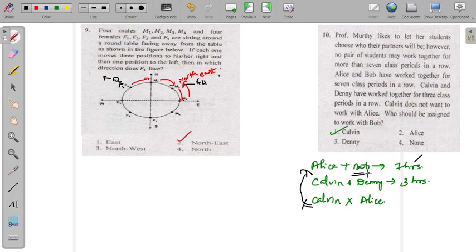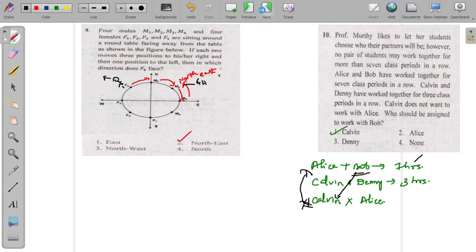Now Bob can be assigned to work with Kelvin because only one possibility here. Alice, already the Alice and Bob combination is done, so Bob can't work with Alice again. Bob can work with either Kelvin or Denny. If we assign Denny to Bob, what happens? Kelvin should be assigned to Alice because they don't want to work with each other. Therefore, the only possibility is Kelvin has to work with Bob. So the first option is the answer.